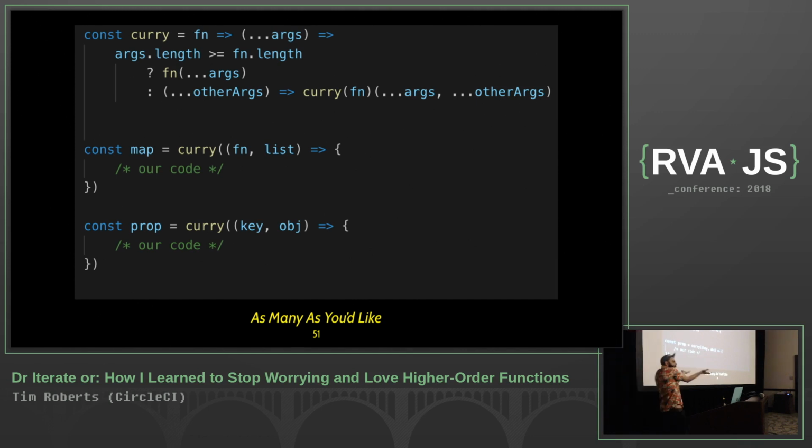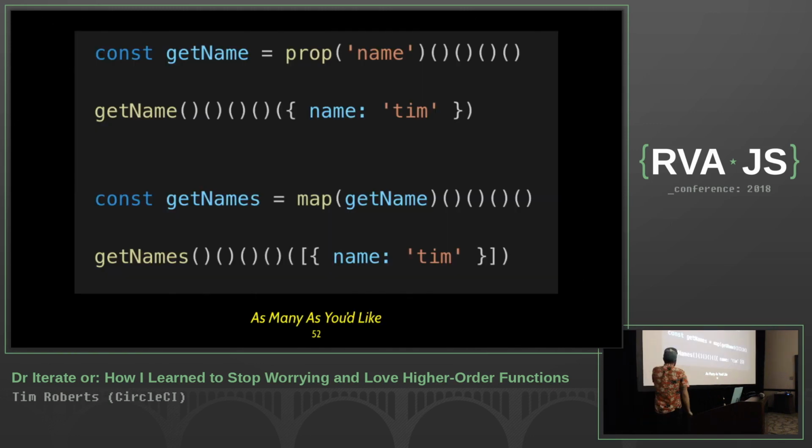I know how many I need. I don't have enough. My arg's length is not greater than or equal to my function's length. Caveat, this does not work with default arguments. Sorry, Charlie. So knowing that, I can create this function called prop name and just call it 1 billion times. It keeps on giving me a function back until I give it enough arguments. Map. I give it 1 argument and just keep on calling it. It's like, hey man, you haven't given me enough yet. Keep on keeping on. Finally, I give it the last one. It goes, oh cool, I can finally do my job, right?